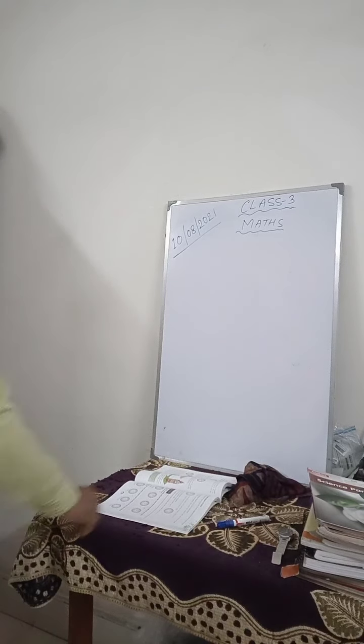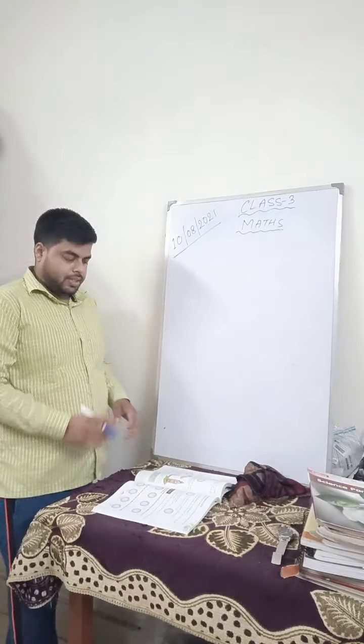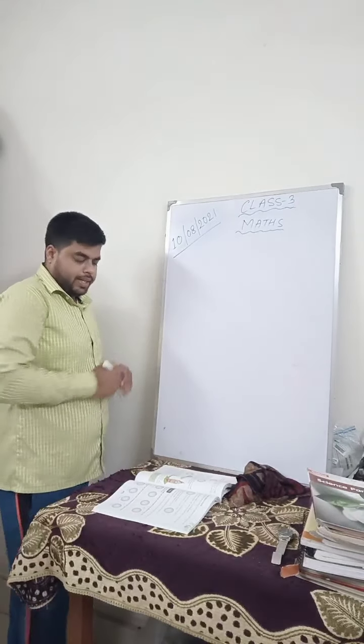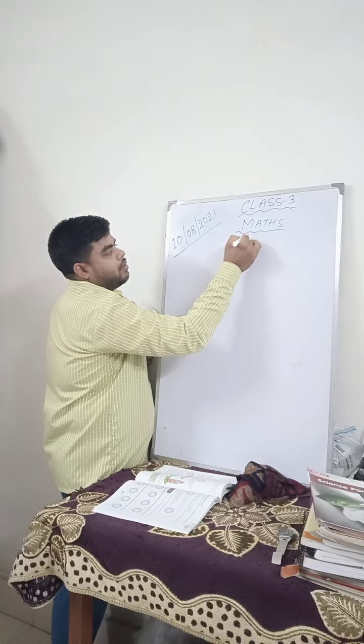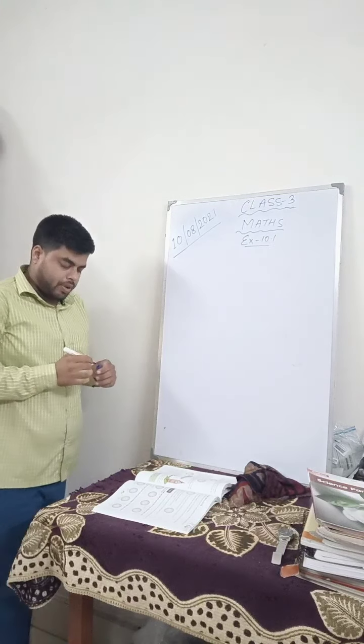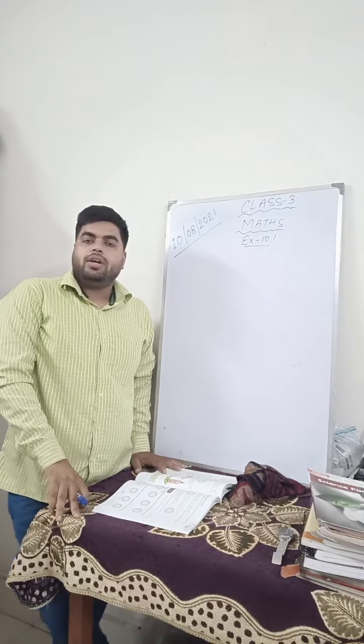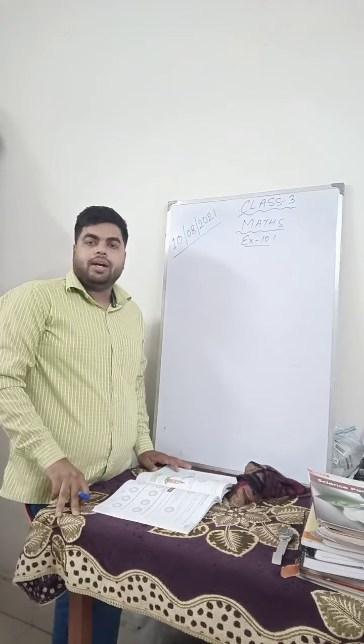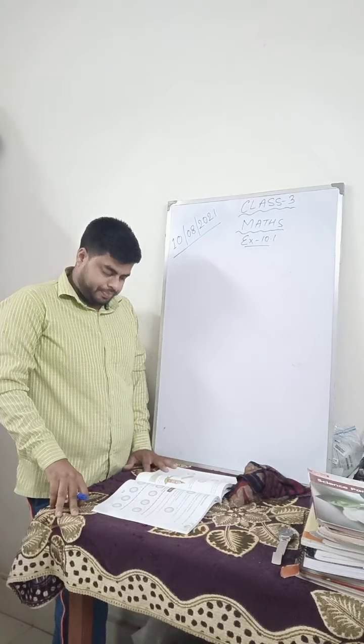Good morning, students. This video is for class 3 maths, and today we will start with exercise number 10.1. In exercise number 10.1, they have given you a few pictures of clocks where you have to write the time, once in figures and the other in words.